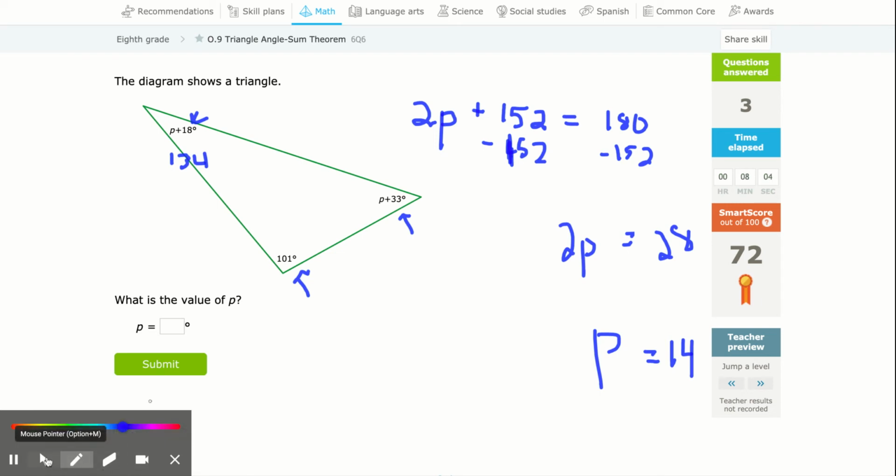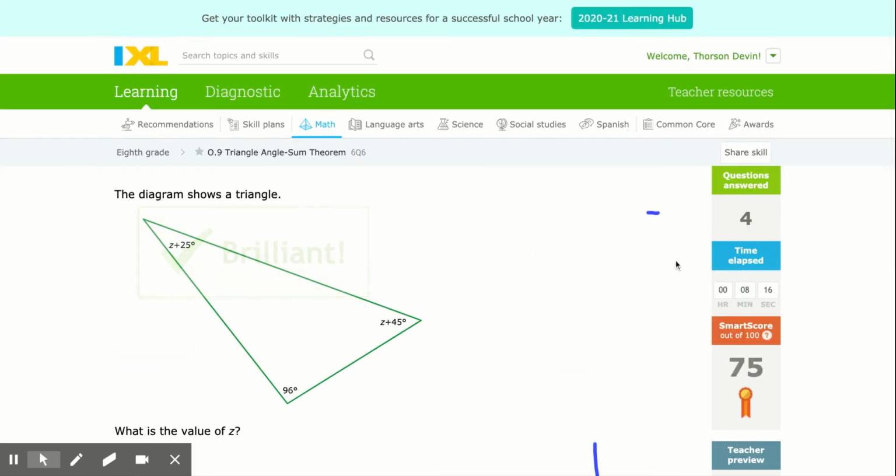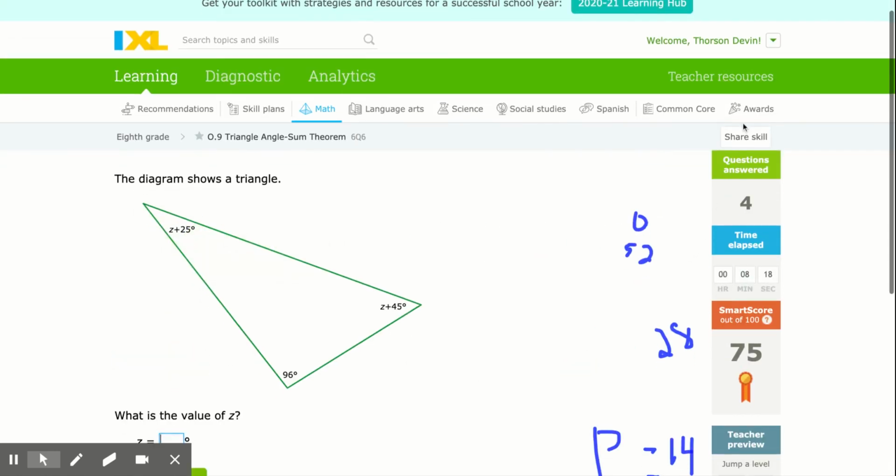Again, if you are unsure, you can always go back and check by plugging in a 14 for p here, and adding 18, adding 33, and making sure all 3 add up to 180. If you have any questions, though, please bring them to class, and I will help you or clarify then.